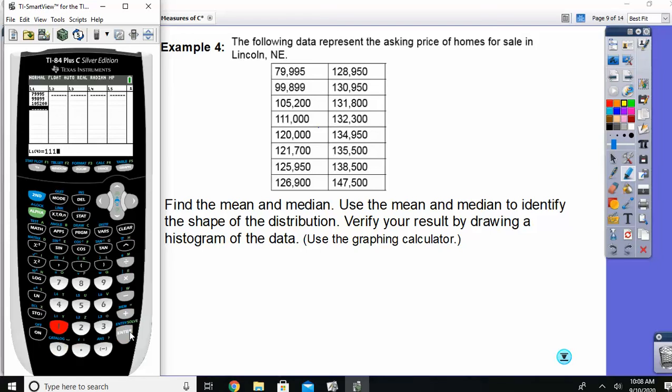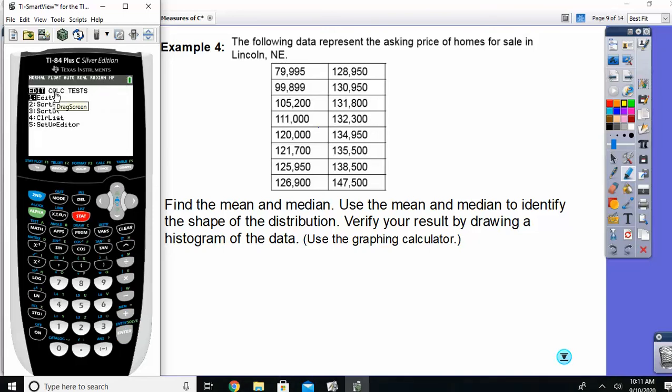Is everybody here? Stat, Edit. Then we're going to put the data in L1, all of it in L1. So Stat. And since you have something here, just go up and clear it. So both columns go in L1. Once you get everything, you go back to Stat.